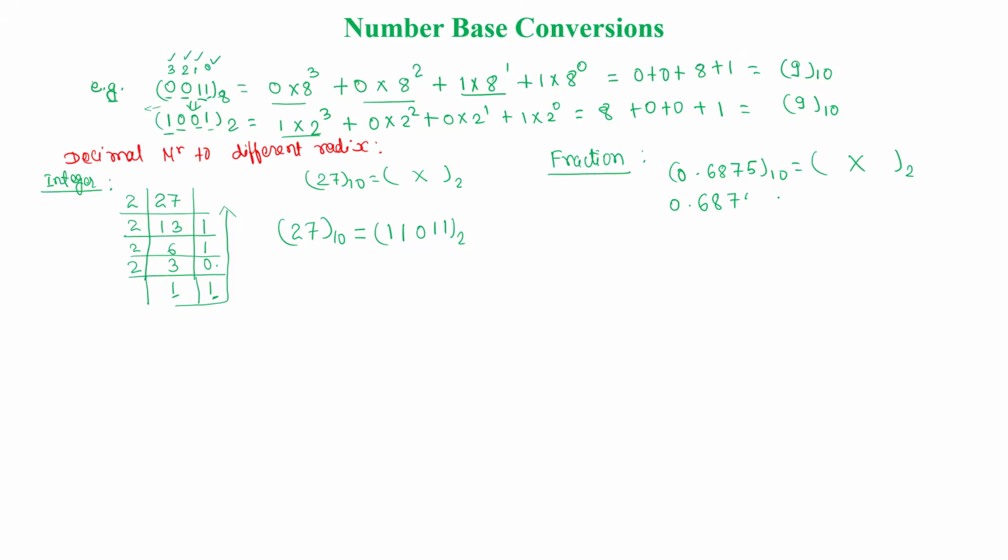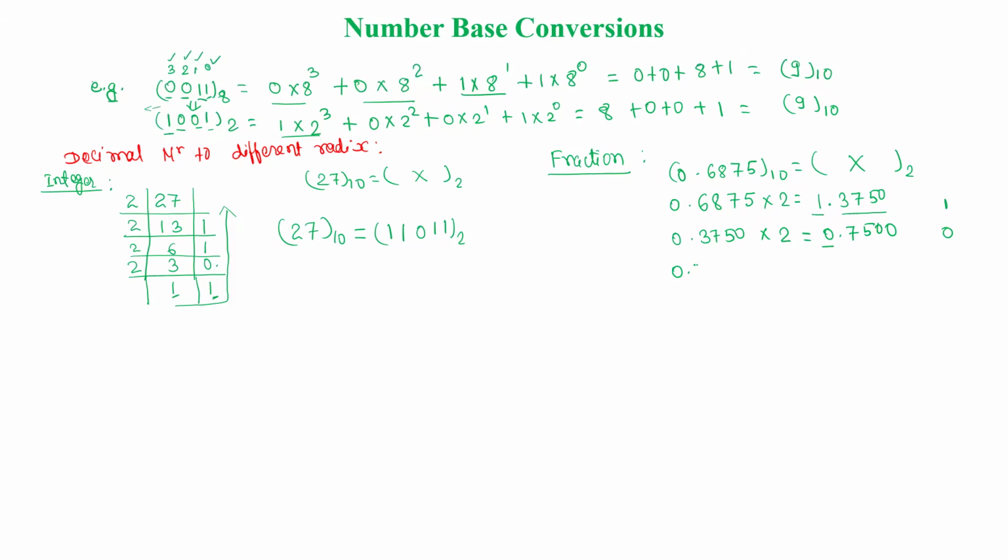So here we have 0.6875. We want to convert it into a binary number. So we are multiplying by 2. Once we multiply by 2, we obtain 1.3750. So what is the integer here? 1. This integer should be written separately. Now the new fraction is 0.3750, which is multiplied by the radix 2, since we are converting to binary. Again we multiply, we have 0.7500. Now the integer is 0, so this is written separately.